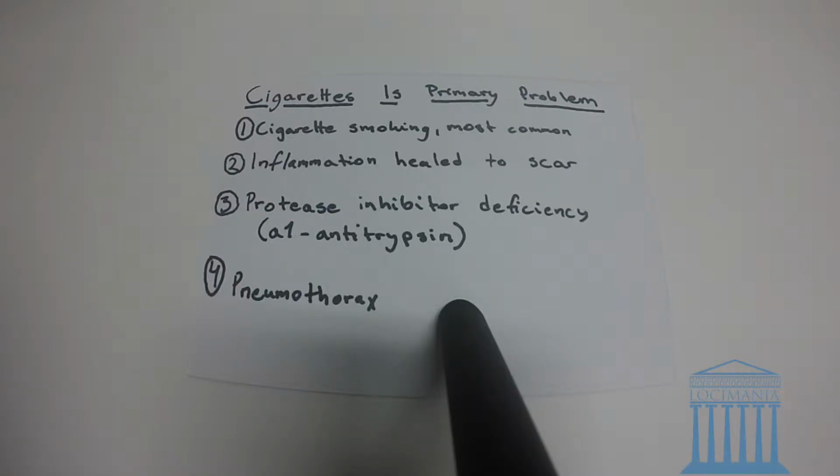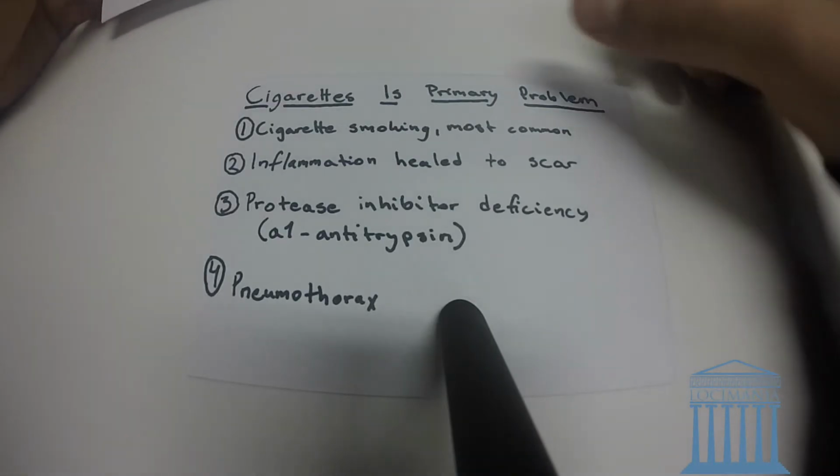And lastly, we'll have the last P, which is problem, and cigarettes is primary problem. So the last P is paraseptal, and that's associated with pneumothorax.